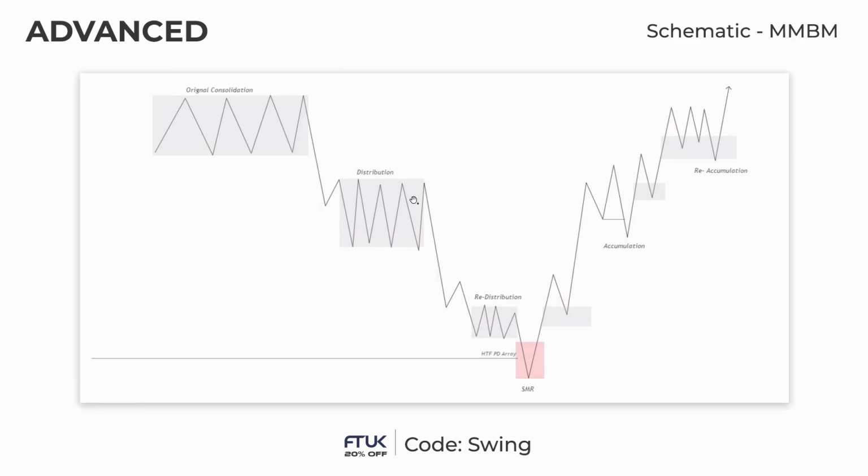Now, this doesn't necessarily have to be two, it can be just one as well here. Same goes for the accumulation. It can be three as well. Distributions can be three as well. It can be four as well. So there's no specific number of this. But the main thing is that it's going to start with consolidation. So there's going to be liquidity generated here, liquidity generated here, and then liquidity generated here.